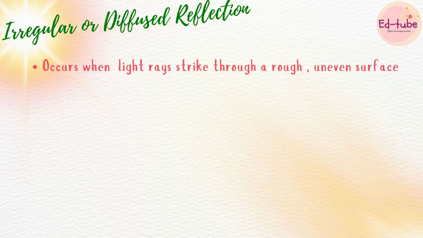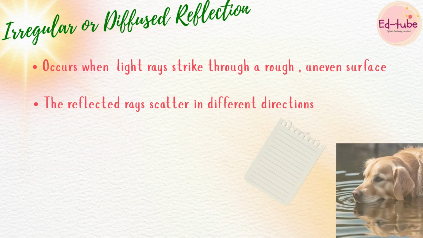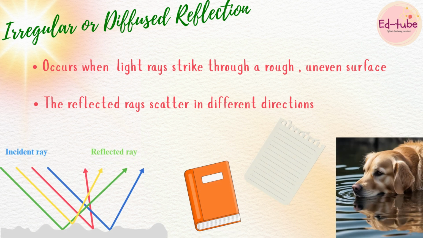The second type is irregular or diffuse reflection. Irregular or diffuse reflection occurs when light hits a rough surface such as a paper or a rock. The reflected light scatters in different directions. It loses its original direction and intensity. The images formed are blurry and distorted. Examples for diffuse reflection would be the reflection through a paper, a book, or disturbed water.